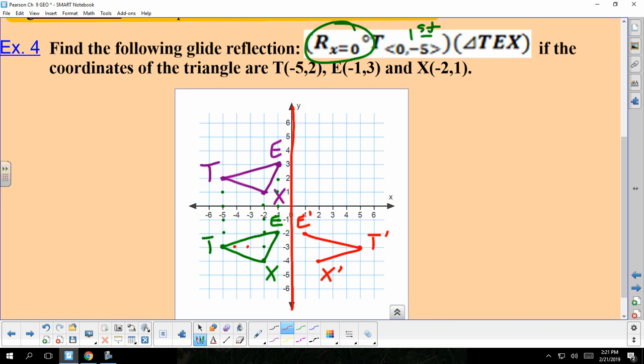And I always color in my last image, the image where I ended up. Color that in. And that's what we wanted to find. So that's a glide reflection, a composition of a translation and then reflecting it back over that line.